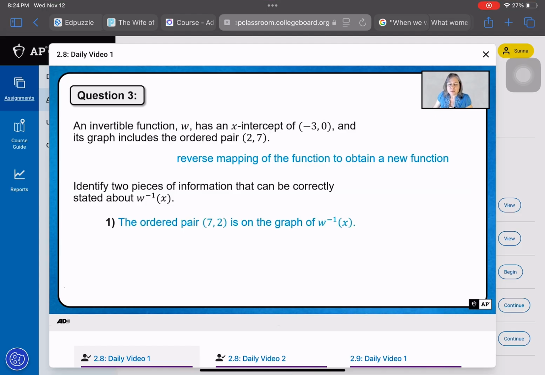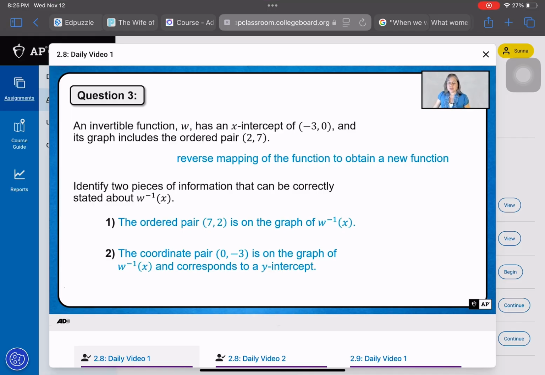Our first piece of information that we can obtain is that the ordered pair 7, 2 is on the graph of w inverse of x by reversing our mapping. The second piece of information, the coordinate pair 0, -3 is on the graph of w inverse. And in fact, this now corresponds to a y-intercept.